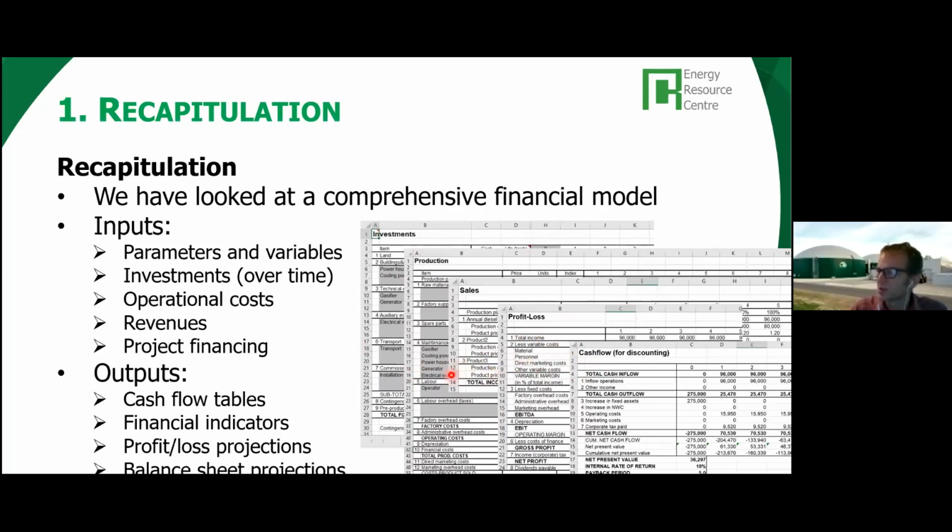So it's all linked together, and once you manage to make the right connection between your technical input sheet to the sheets in the financial model, then the complete financial calculations are carried out by the model itself.